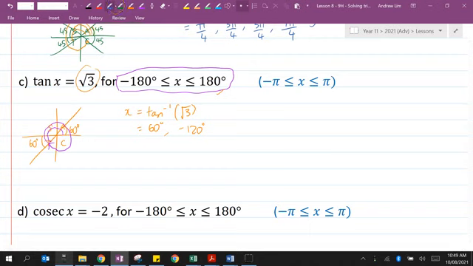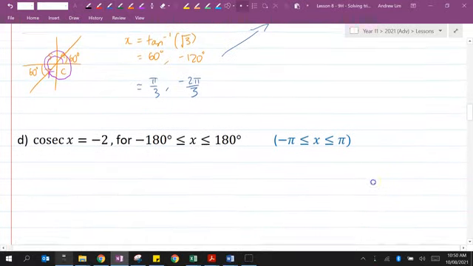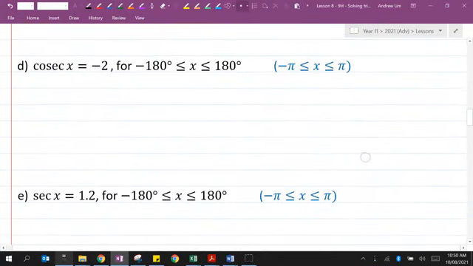Again, if the question wanted us to answer in radians, it would have given us negative pi to pi. Remember pi being 180 degrees. So we just do the same thing, divide by 180. That's pi on 3, and that's going to be negative 2 pi on 3. Okay. Question D.